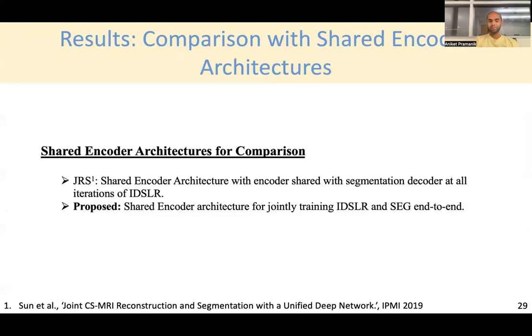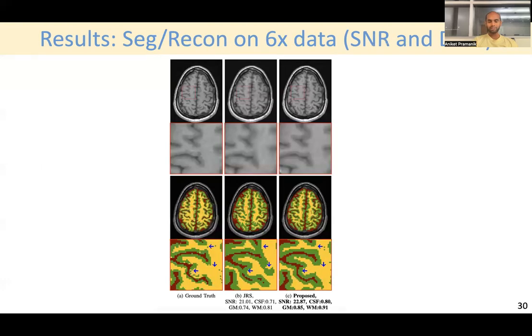We also compare our joint architecture with another shared encoder architecture, which is JRS. This is a shared encoder architecture where you have a shared encoder at every iteration, and you combine segmentations from each iteration and compute the loss and try to optimize the parameters of your network. So even in this case, we found that the proposed approach is much better in terms of reconstruction and segmentation performance.